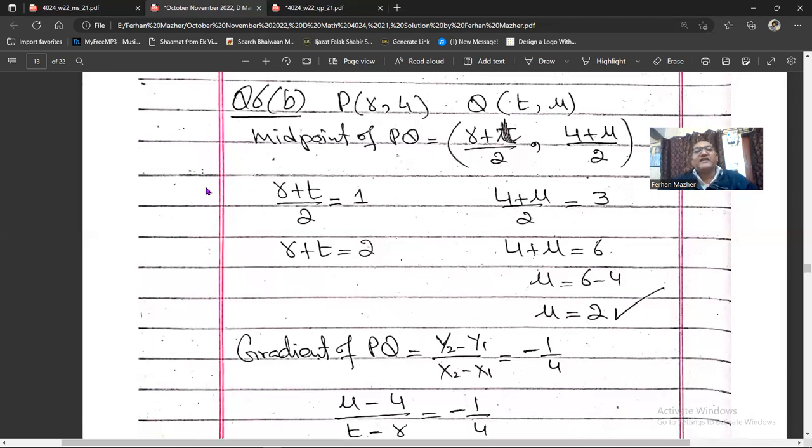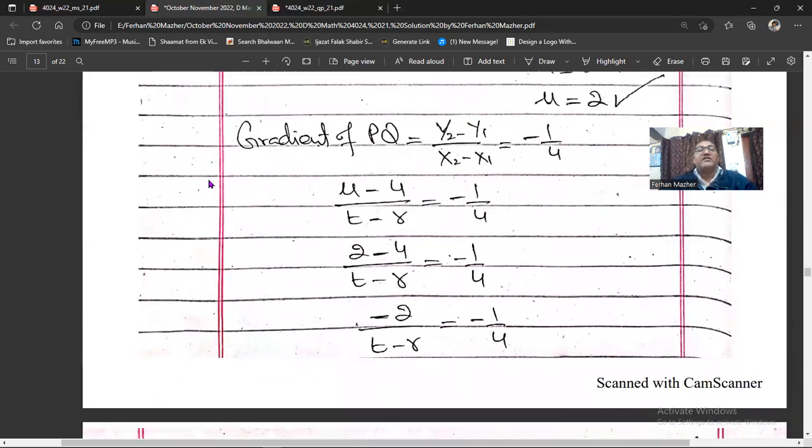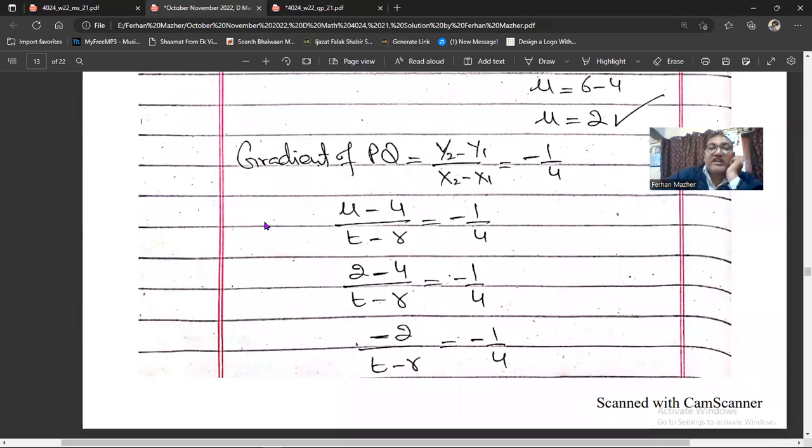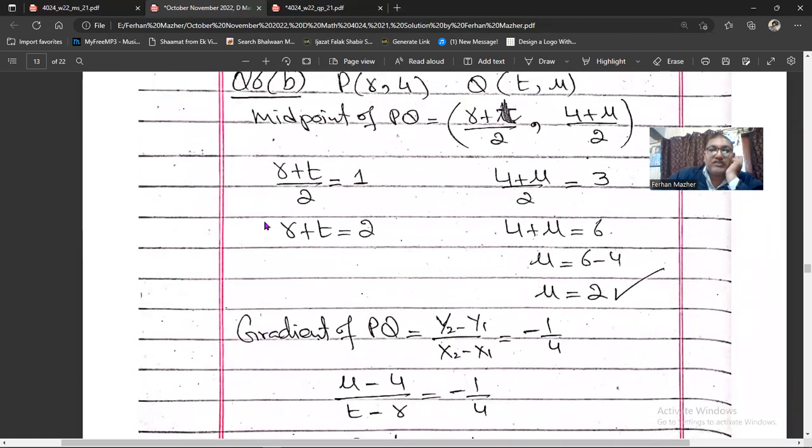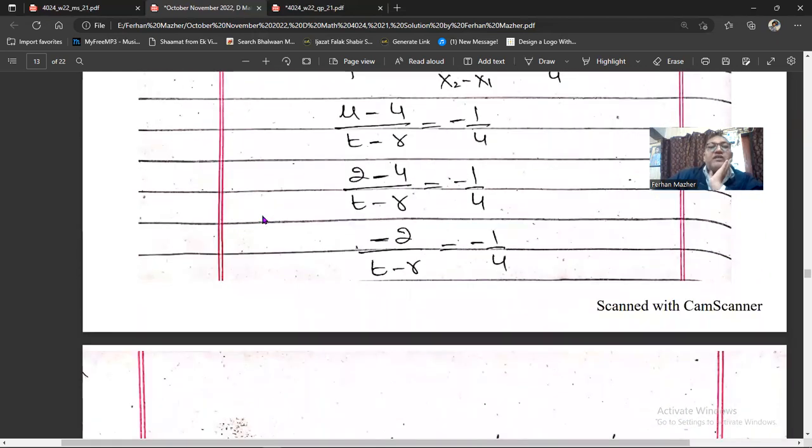Then another thing they told us is the gradient. Now I know the value of U, that is 2. The gradient of PQ is -1/4. You know the formula for the gradient of PQ is (y2 minus y1) divided by (x2 minus x1), and that equals -1/4. So in this case, it will be (U minus 4) divided by (T minus R), and that will equal -1/4. So we will cross multiply.